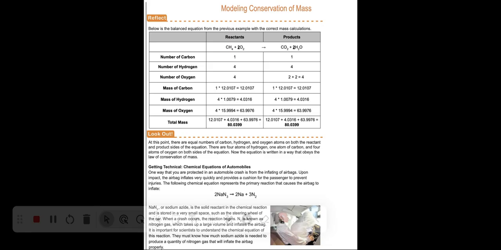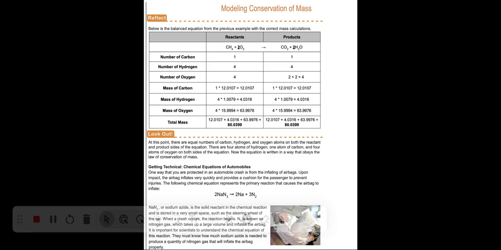So we have 2NaN3 yields 2Na plus 3N2. NaN3, or sodium azide, is a solid reactant in a chemical reaction and is stored in a very small space, such as the steering wheel of the car. When a crash occurs, the reaction begins. N2 is known as nitrogen gas, which takes up a large volume and inflates the airbag.